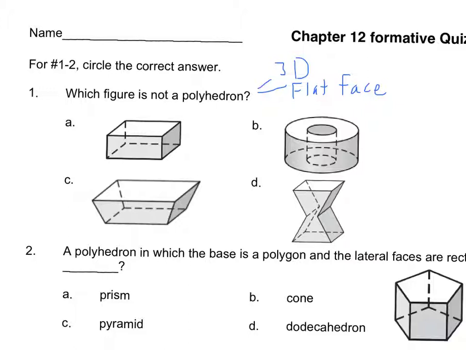And you can see choices A and C and D, although they have slants to them, they are made up of only flat faces, whereas choice B has some curves to it. So that's another way to remember that if it's a polyhedron, it shouldn't have any curves. So which one is not a polyhedron? That would be choice B.